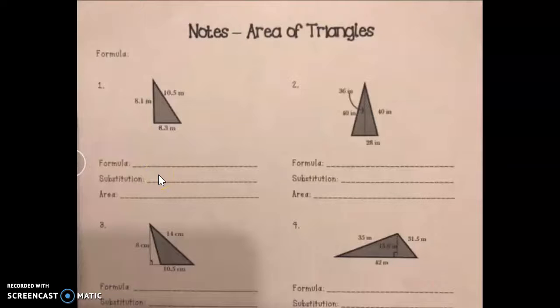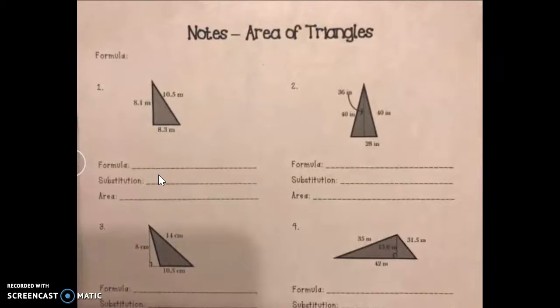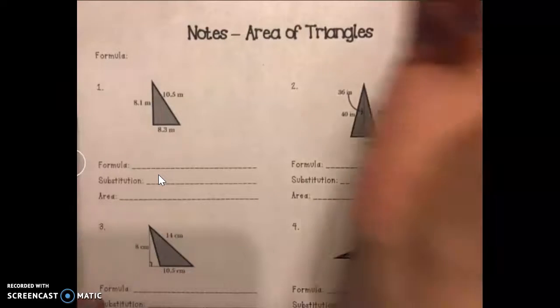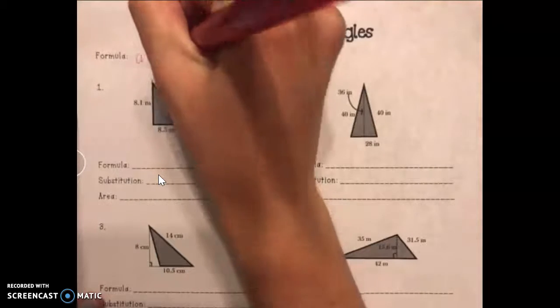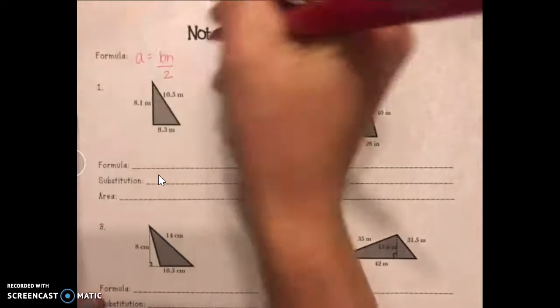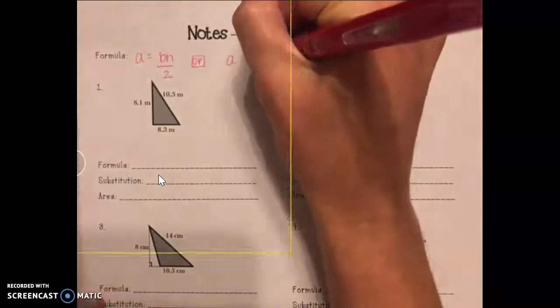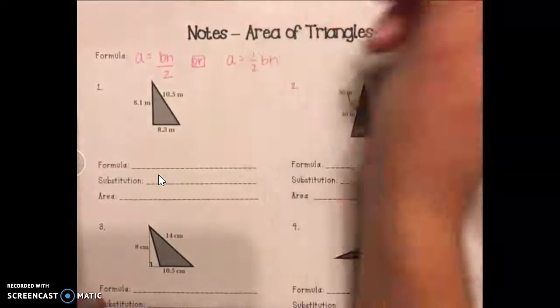Hi guys, so today we're going to be working on area of triangles. This is super similar to area of squares, rectangles, and parallelograms. We have a little bit different of a formula, and I'm going to explain to you how that formula works. So our formula is going to equal area equals base times height, over 2, or you can think of it as area equals 1/2 base times height.